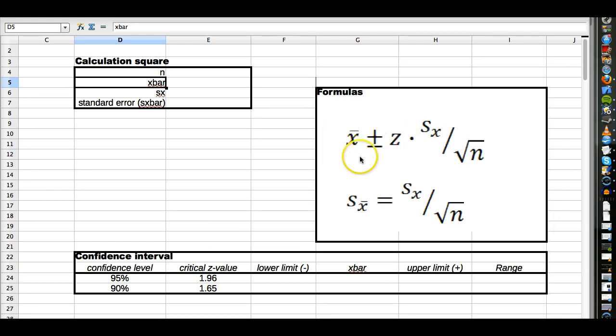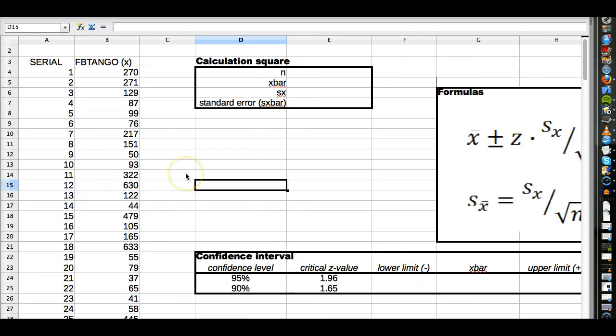And what we're going to do is take our average here, plus, for the upper limit, our z value multiplied by the standard error. And for the lower limit, it's going to be minus our z value times the standard error. So I think we're just going to get right to it and start calculating, and this will become more clear for you.